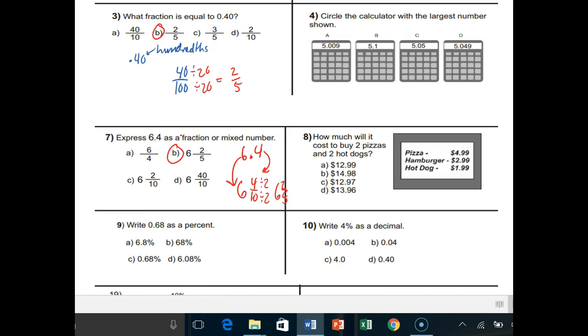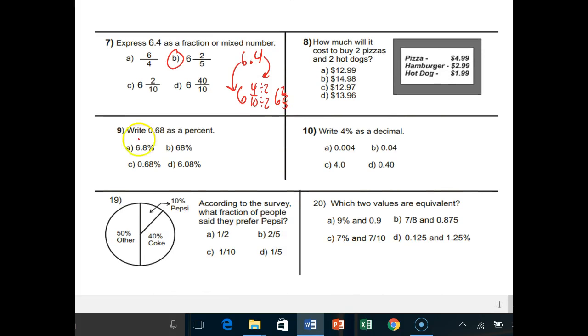So B again. And number 9, write 0.68 as a percent. You go once, twice to the right. So the decimal ends up at the end of the 68, so it's B, 68%. Be careful on this one. Remember 4%. You want to start at the end of 4% and move back once, twice. So you have an empty space there.